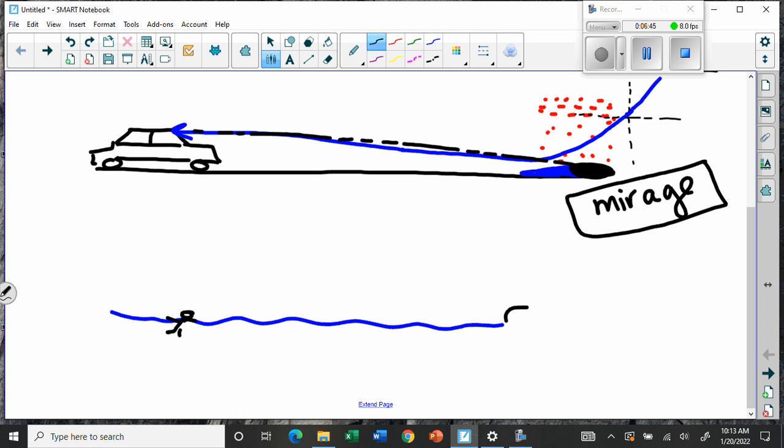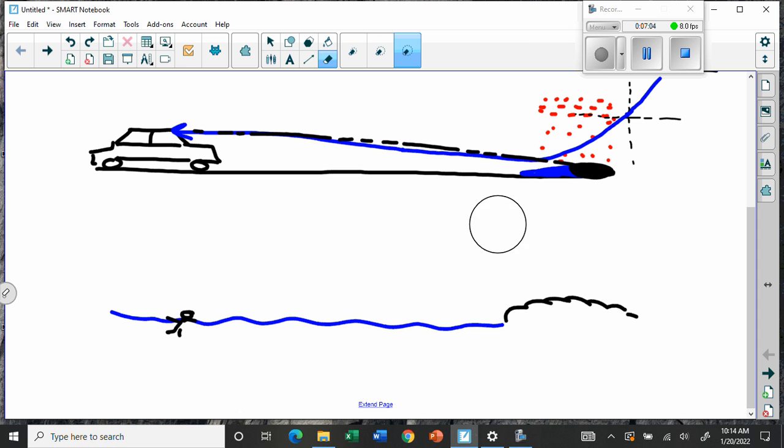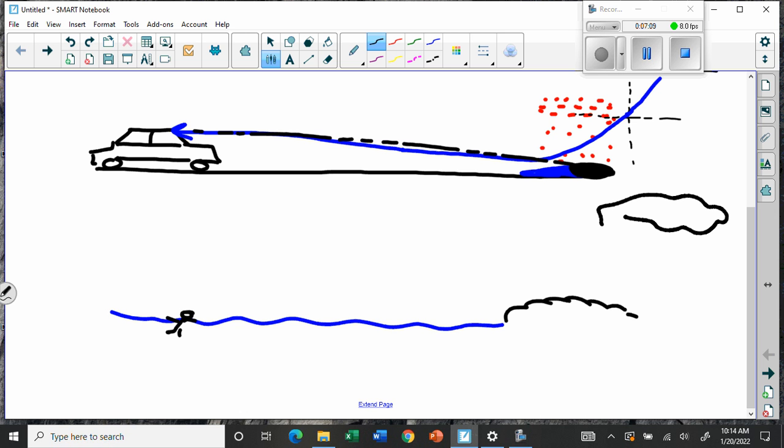And it's right here, right? It looks like maybe there's an island there. It's kind of foggy. But it's not an island at all. What it is, it's a mirage caused by perhaps a funny shaped cloud. Whoops, maybe I better draw this in a different way. Let me erase a little bit of this and go over here. It's caused by a funny shaped cloud up in the sky.